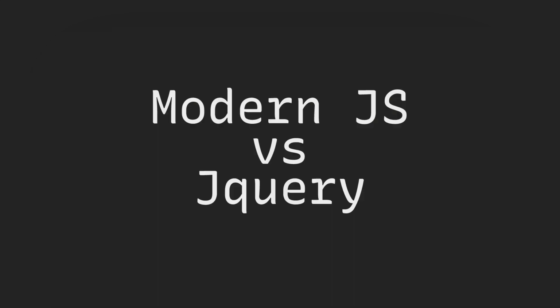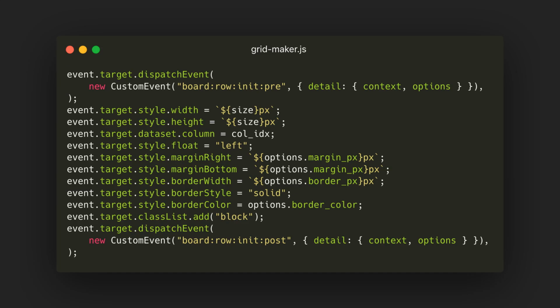But then vanilla JavaScript started growing up: ES6, native DOM methods, the fetch API. Suddenly, we had a lot of those jQuery-like powers built right into the browser. So I decided to port GridMaker to modern vanilla JavaScript for this video.